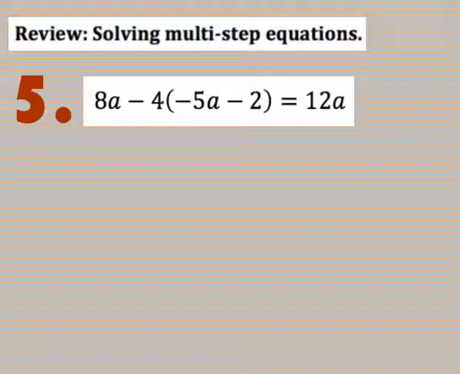Okay, so looking at this one, I would see this part right here, I would distribute both of them. So I would look at this as 8a. Now a negative times a negative is going to be a plus 20a. And a negative 4 times a negative 2 is going to be a plus 8.